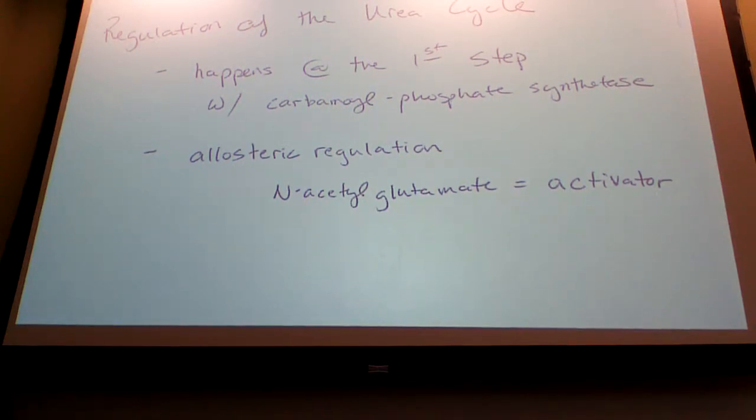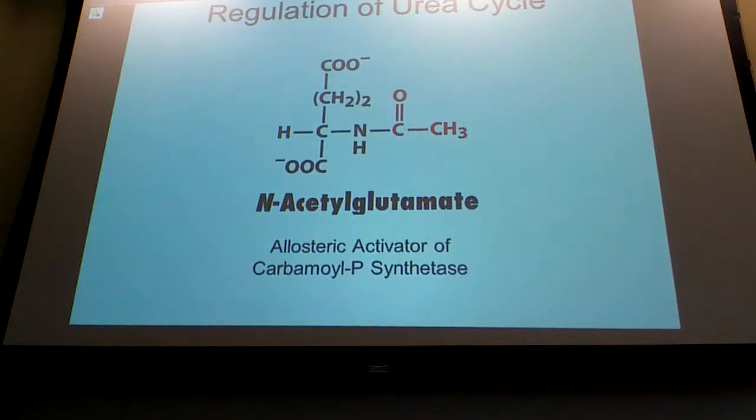Now, you know the structure of glutamate, so you could probably draw this one on the end. You know what an acetyl group looks like, so you just need to know where to attach it. So the acetyl group goes to the nitrogen. N-acetyl is linked through the nitrogen of glutamic acid. Why would glutamate be a good sensor for the urea cycle?